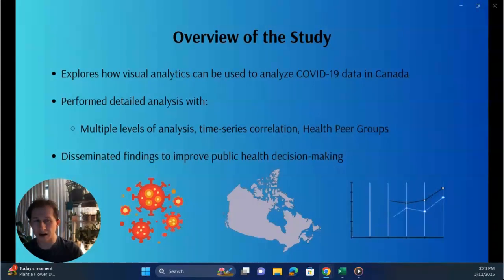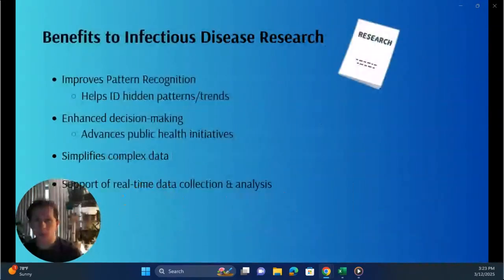Overall, the study highlights the value of visual analytics in tracking disease progression, identifying high-risk communities, and informing data-driven public health decisions. By combining multiple data sources and visualization techniques, the researchers were able to provide a holistic view of how COVID-19 impacted different parts of Canada.